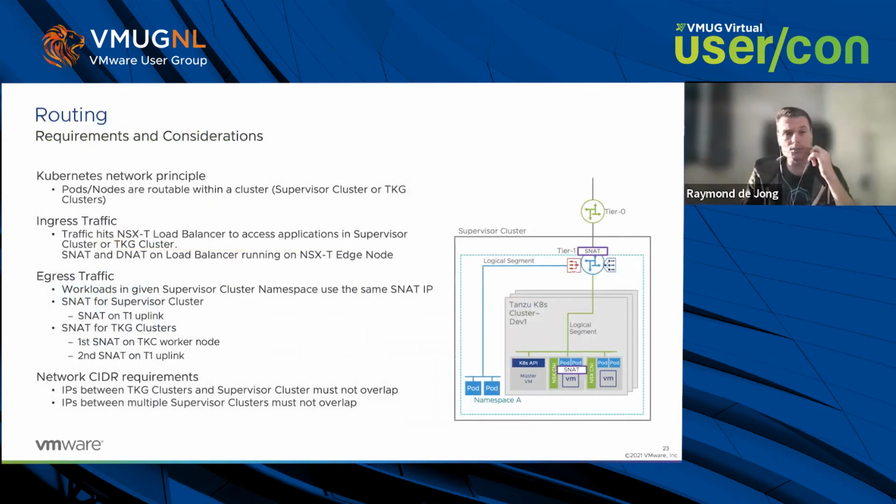If you look at routing, there are some considerations and requirements. So first of all, the Kubernetes network principle is that pods and nodes are routable within a cluster. In terms of ingress traffic, that will always hit the NSX-T load balancer first before being able to reach those workloads inside a namespace. That means that source NAT and de-NAT will happen on the load balancer running on an NSX-T edge node. For egress traffic, currently the product uses the same source NAT IP for workloads in a given namespace, meaning that it's a shared IP for a namespace. So vSphere pods and TKG nodes with external traffic will use the same source NAT IP.